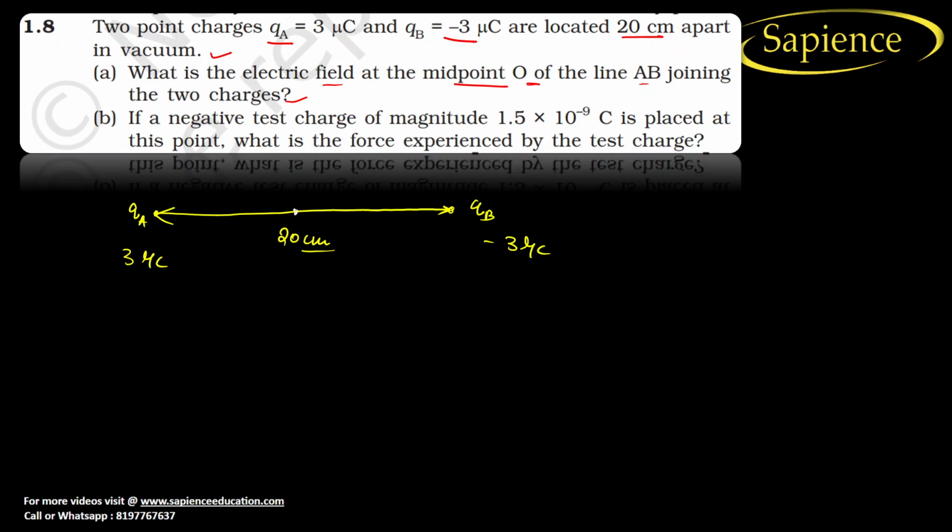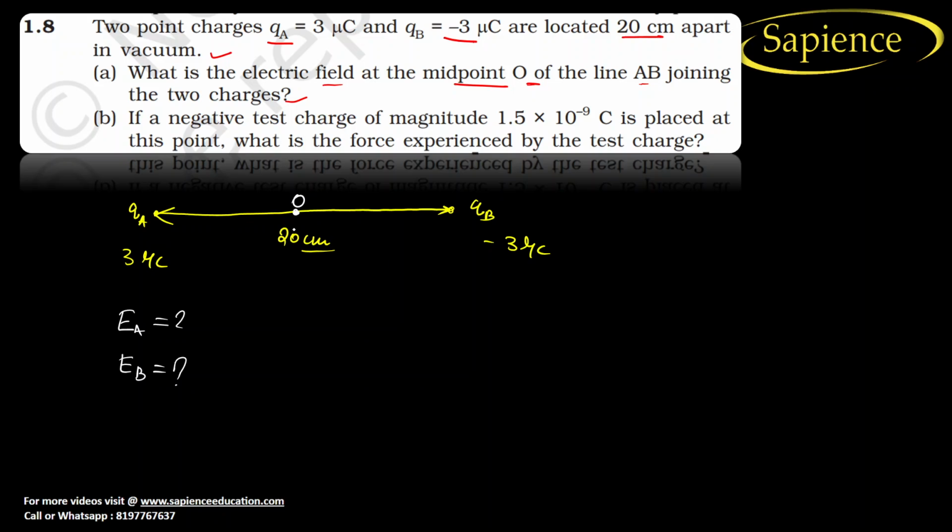We need to find what is the electric field at the midpoint of the line joining AB. Now, electric field due to A is how much, and electric field due to B is how much? So first of all, we need to find the electric field due to A at point O and the electric field due to B at O. When we get this, I hope you will be able to find the solution, right? So first of all, we can go step by step.